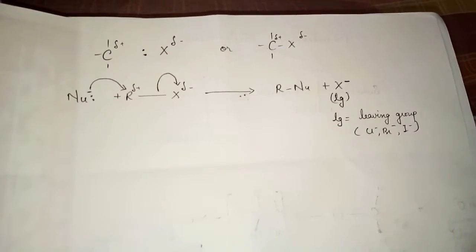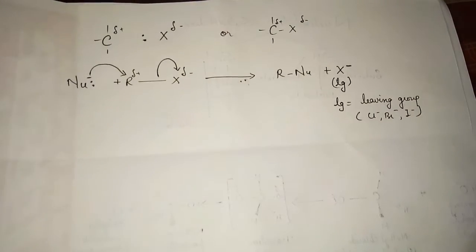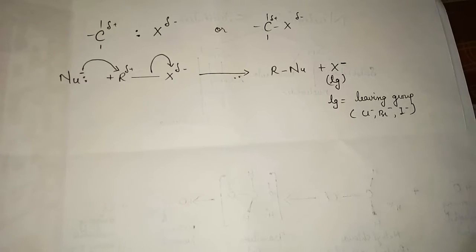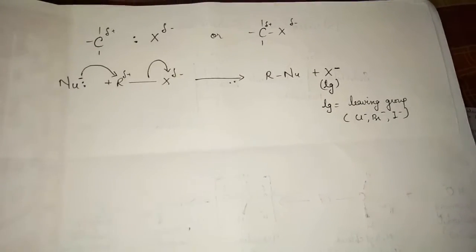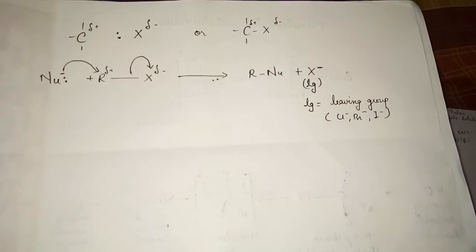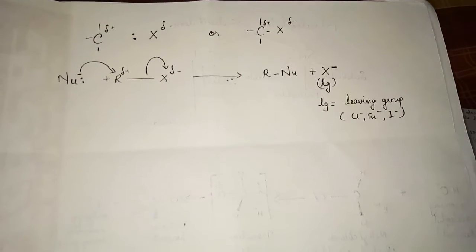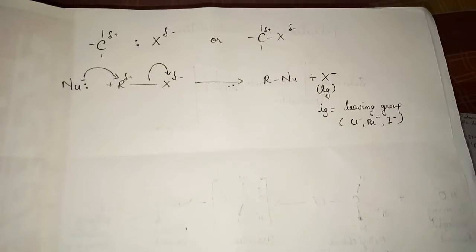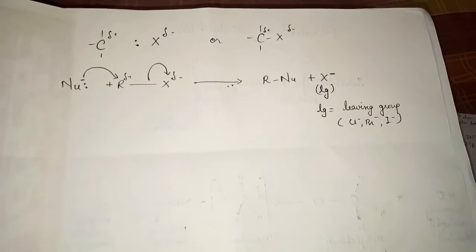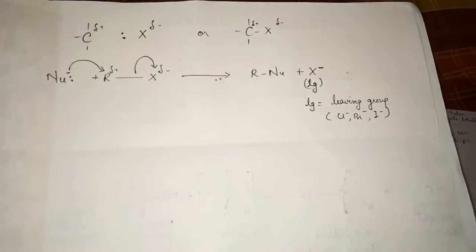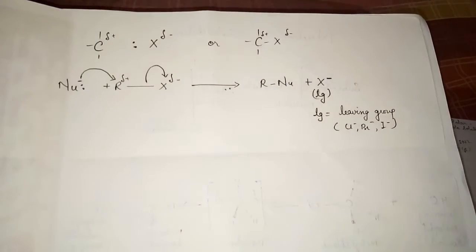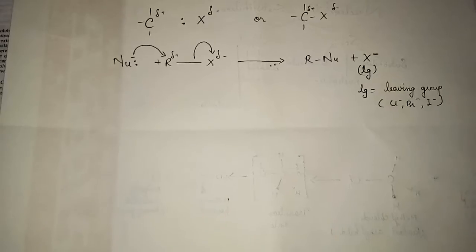Children, now in this video we'll study the chemical reactions of haloalkanes and haloarenes. So basically the chemical reactions of haloalkanes and haloarenes are of three types. The first one is nucleophilic substitution, second is elimination, and the third one is reaction with metals. So in order to understand nucleophilic substitution reaction, first let me explain what is nucleophilic substitution reaction.